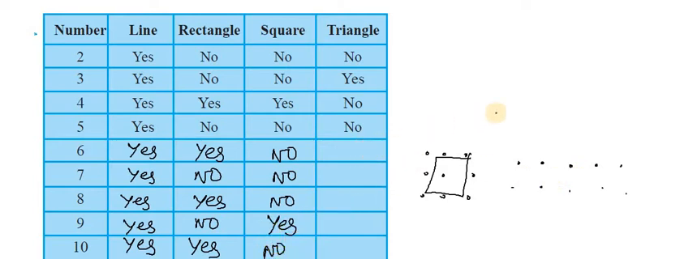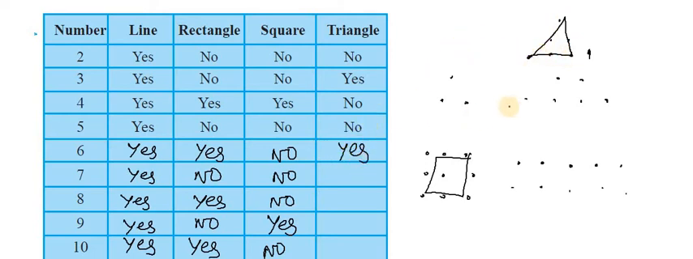And coming to the triangle, we got it already for 3 dots: 1, 2, 3, 4, 5, 6. And this dot I'll remove. So in this way you will get a triangle over here, so that is the reason for 6 we will write S.